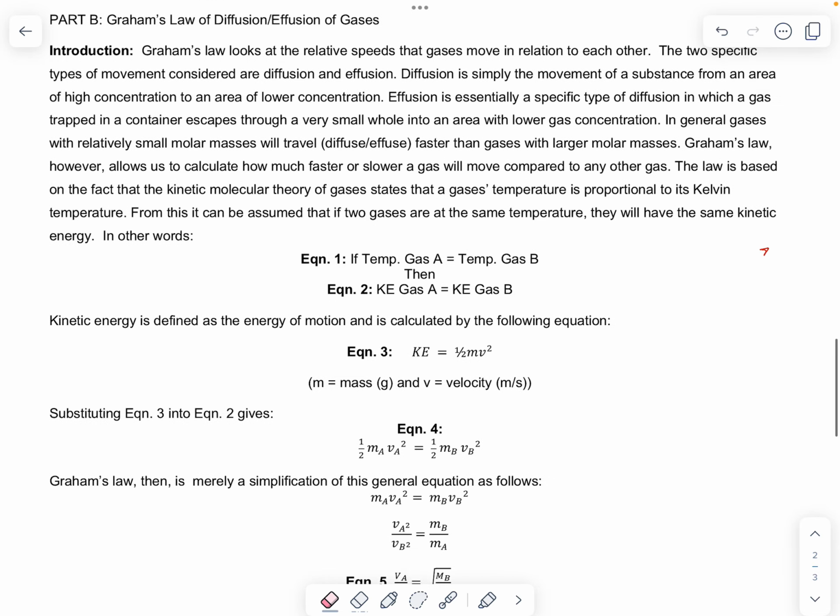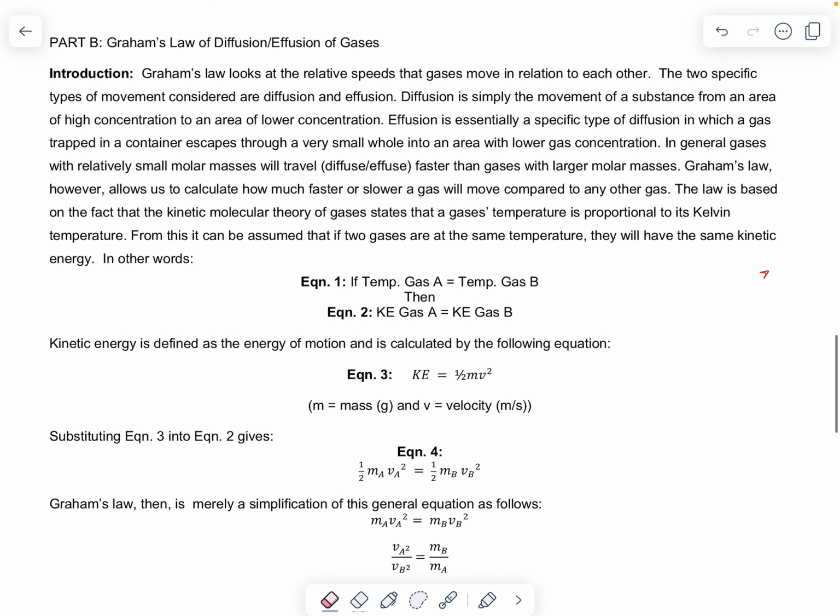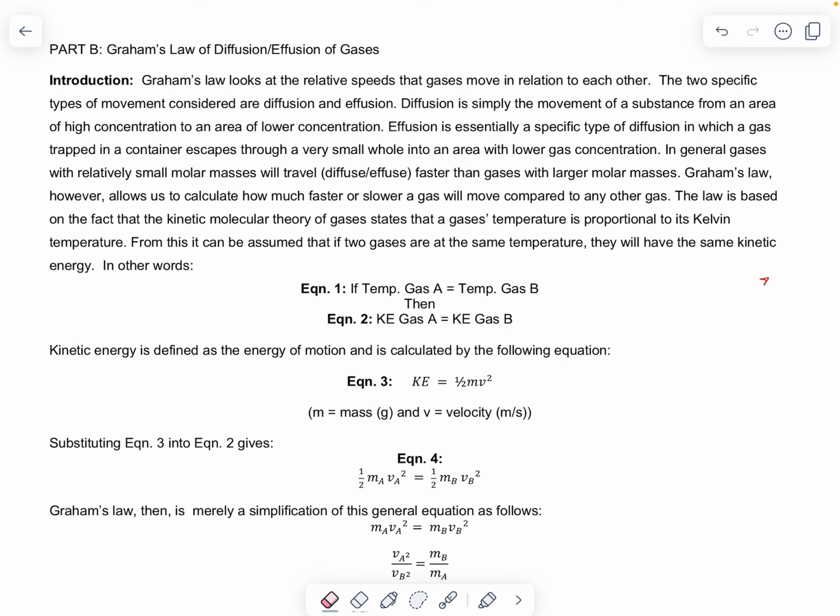So if we go down to part B, Graham's law of diffusion and effusion is all about the movement of gases and their relative speeds. So we're talking about relative speeds here and how they relate to each other. If we have two specific types of gases, we can say this gas is going to be faster and this gas is going to be moving slower, and we can compare those as long as those two different gases are at the same temperature.